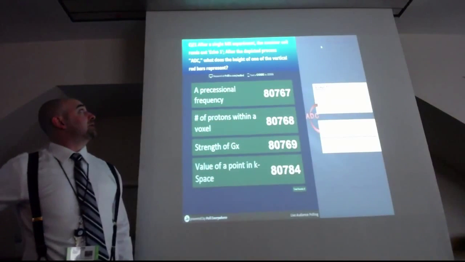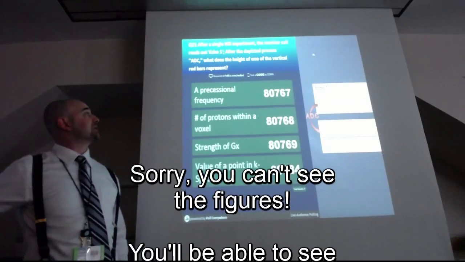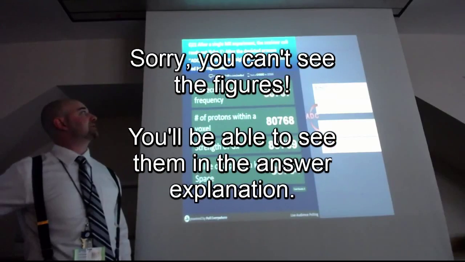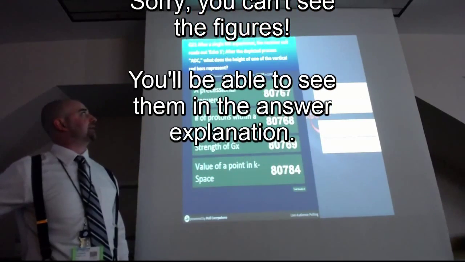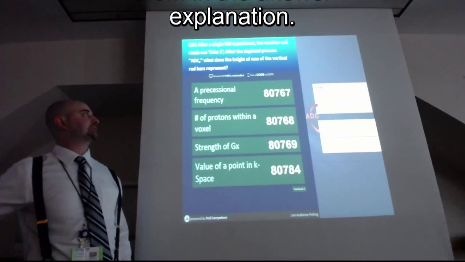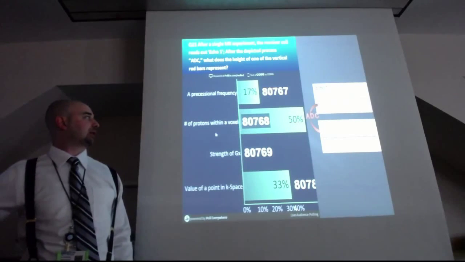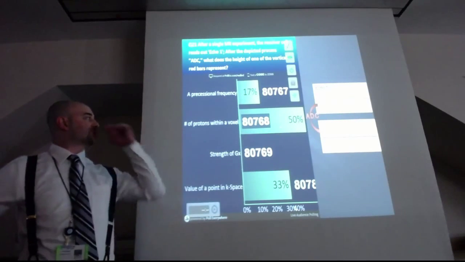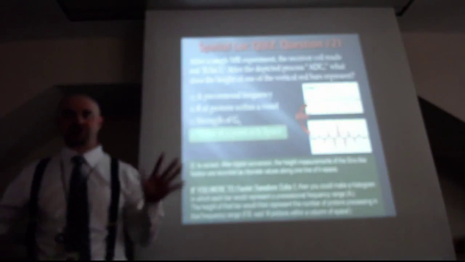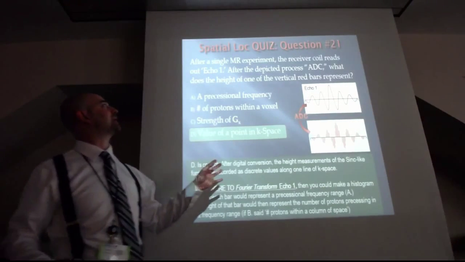Okay. Now, after a single MR experiment, so one of those diagrams, the receiver coil reads out echo number 1. After the depicted process, which is called ADC here, what does the height of one of these vertical red bars represent? So, kind of across the board here. Okay, the most common answer was number of protons in the voxel. That's incorrect. It's actually the value of a point in k-space. So that's good. We've identified something that's not clear. So let's go over it a little bit more in depth.